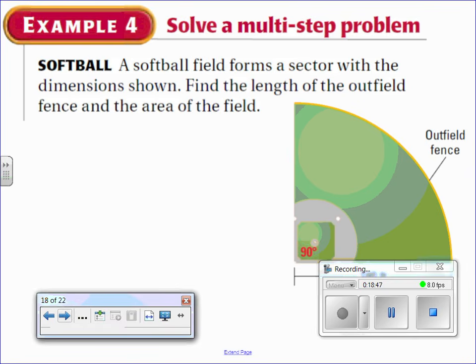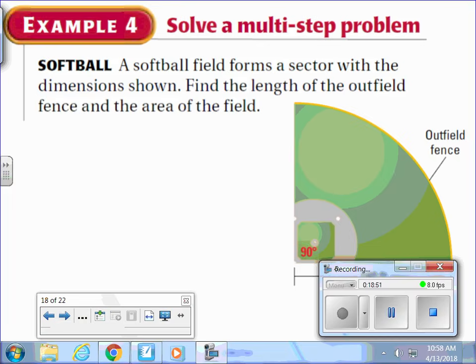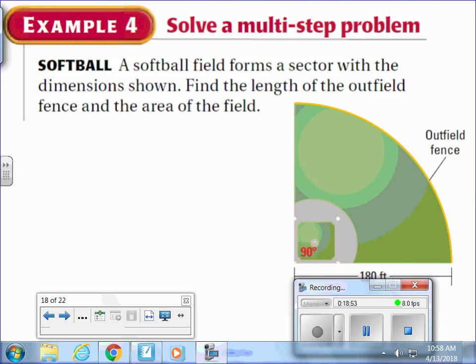Our last problem is a softball field problem. A softball field is forming a sector, basically like a giant piece of pizza. So we're finding the area of a piece of pizza. With the dimensions shown, find the length of the outfield fence, so that'd be that yellow guy, and find the area of the field. That'd be the green and brown part.